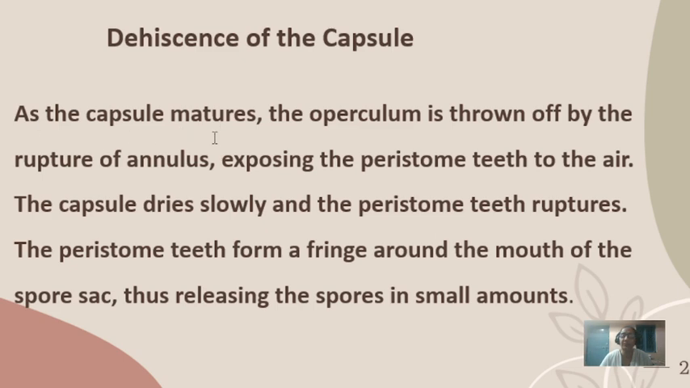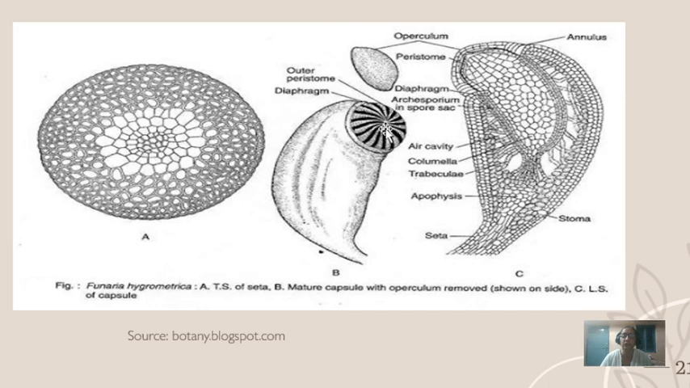As the capsule matures, the operculum is thrown off by the rupture of the annulus, exposing the peristome teeth to the air. The capsule dries slowly and the peristome teeth rupture, and they form a fringe around the mouth of the spore sac, releasing the spores in small amounts. So this is how the spores are being released from the peristomial teeth.